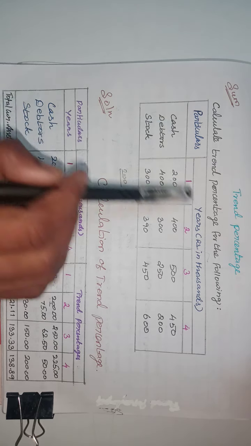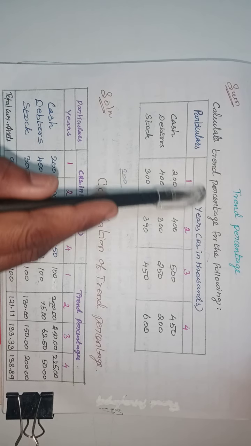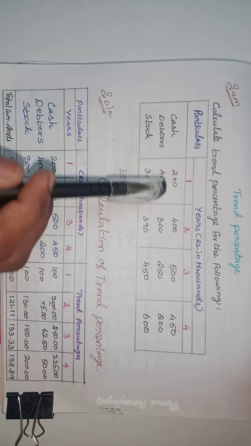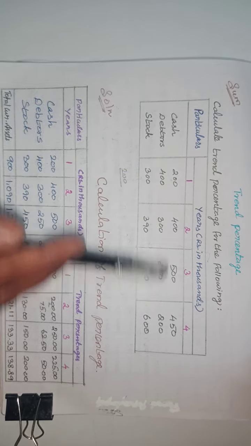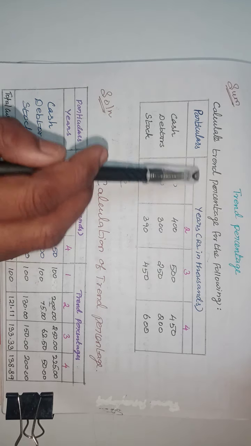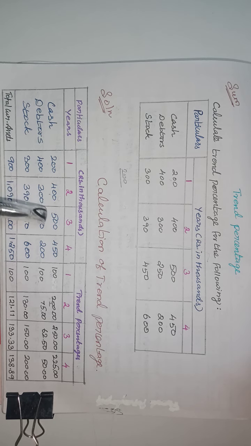This is one of the examples of trend percentage or trend analysis. Calculate trend percentage for the following. So in this problem, 4 years of particulars are given. Find out the trend percentage. This is a solution for trend percentage.